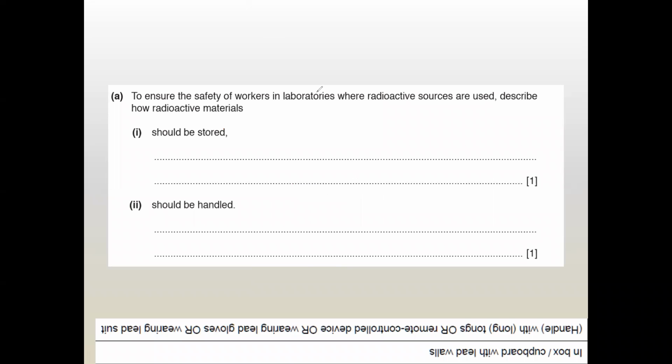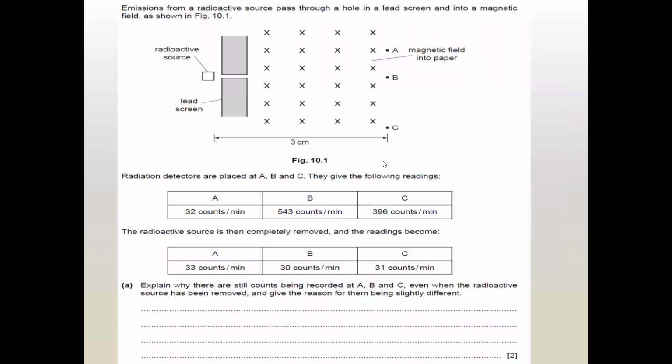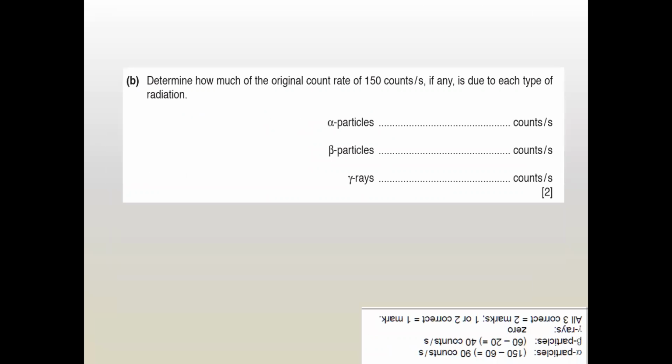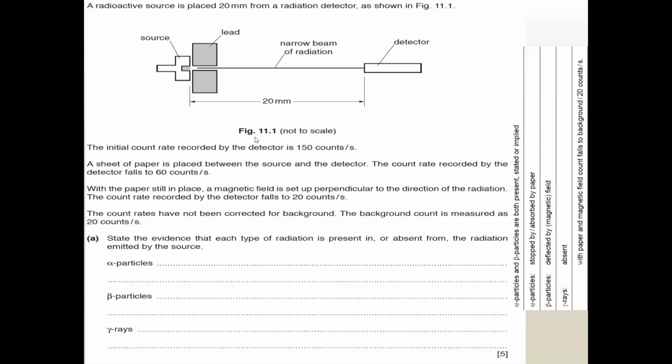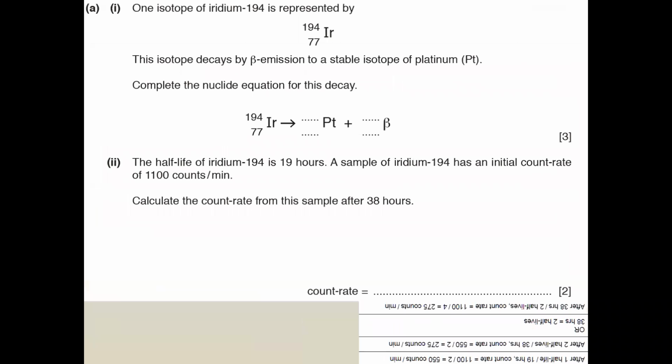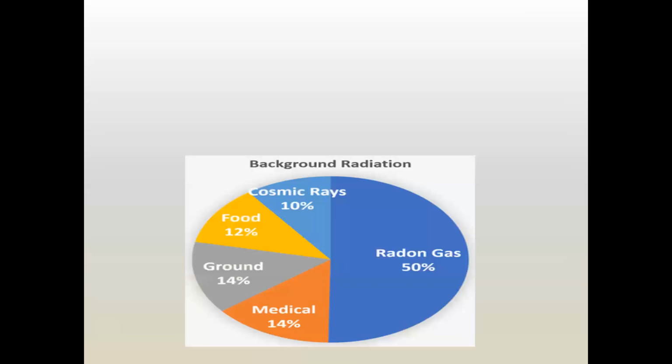Then, to ensure the safety of the worker in the lab where the radioactive sources are used, describe how the material will be stored. We already discussed this question in the last session. So today we mainly discussed the radioactive emission and the half-life questions. Any question or doubt related to the session today?